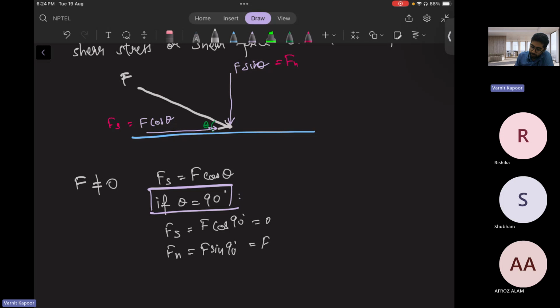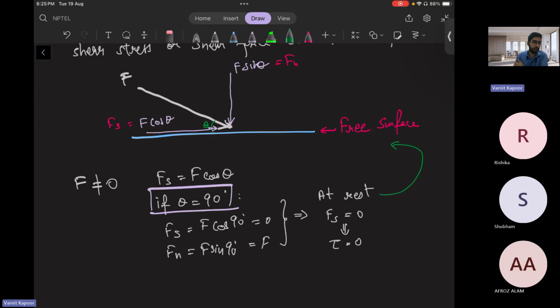So in this, we can understand that at rest, Fs is 0, which implies shear stress is 0. So this is a free surface. Let me write here. For this condition.